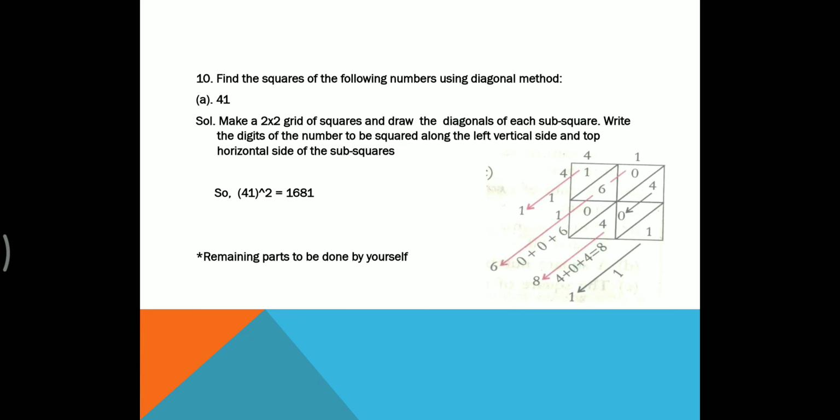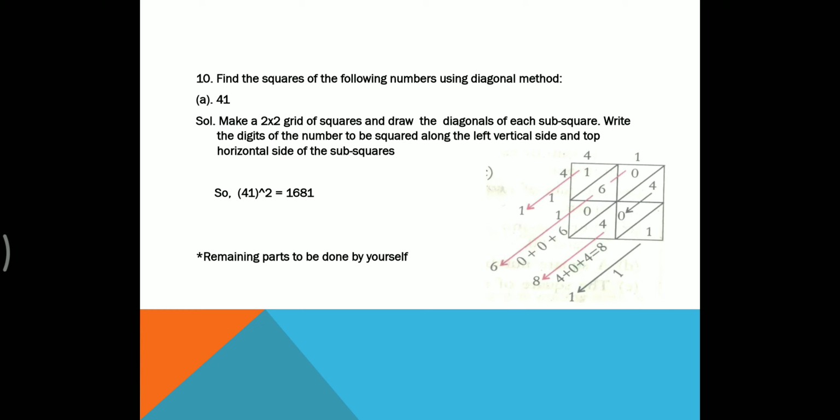Now in question number 10, you are supposed to find the square of the following numbers using the diagonal method. Your first part from that question is 41. As already discussed in the previous lecture, if you have 2 digits, it can be done with a 2 into 2 grid of squares. If we have 3 digits, then it is 3 into 3. If we have 4 digits, then it is 4 into 4.